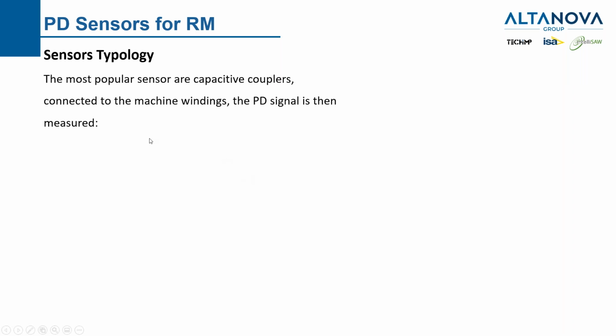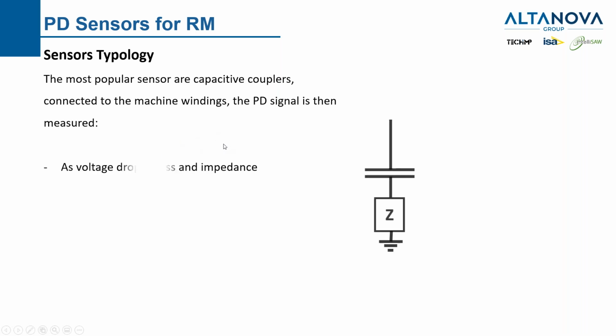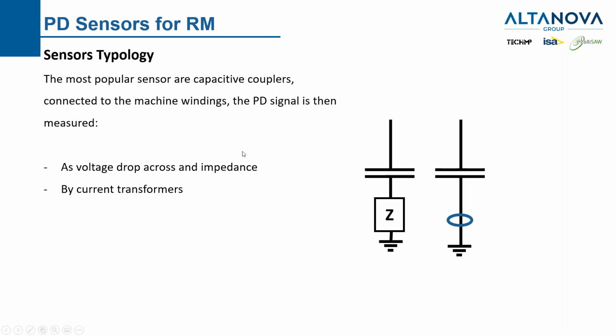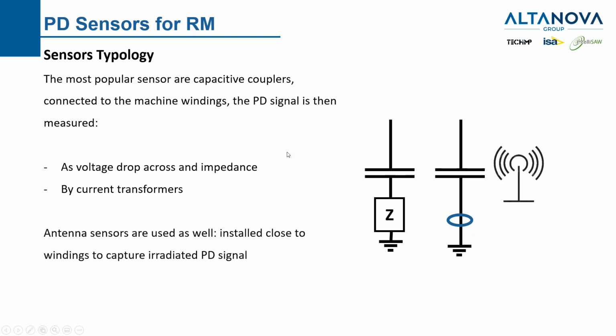The most popular sensors are the capacitive couplers. Those are connected normally to the rotating machine connection, and the signal is measured either across a measuring impedance as a voltage drop, or with a high-frequency current transformer. In the end, there is also another solution, with an antenna sensor. Those have to be installed into the stator, and they will pick up the irradiated signals.